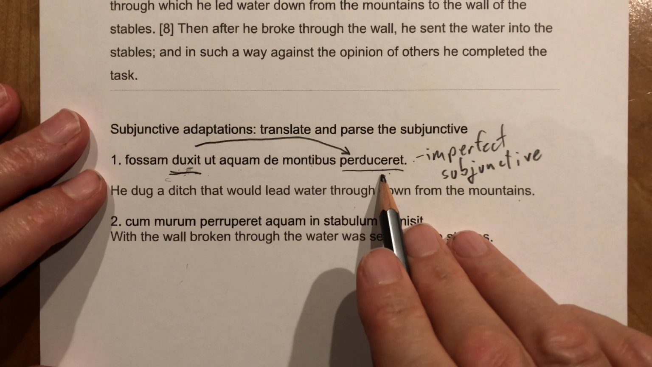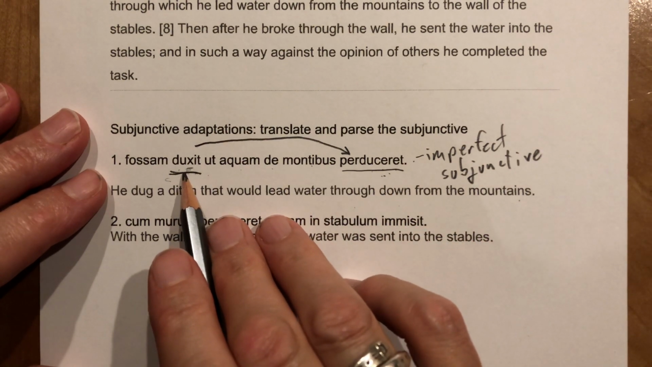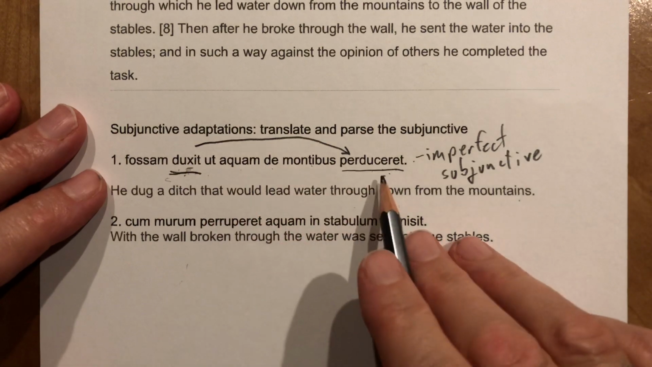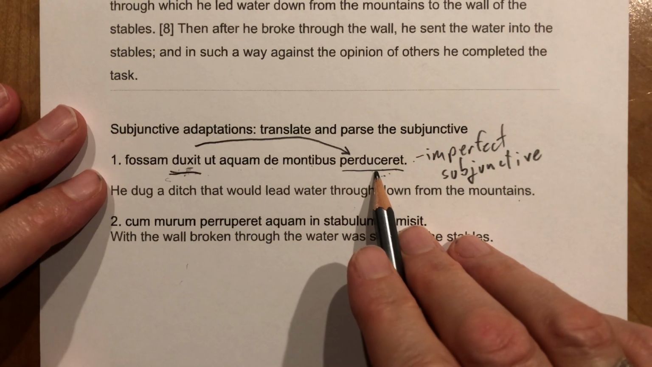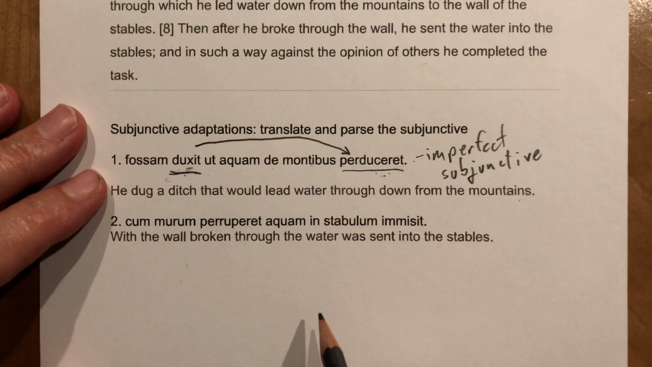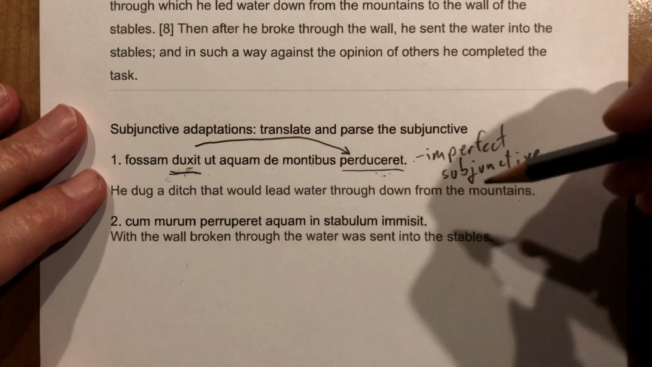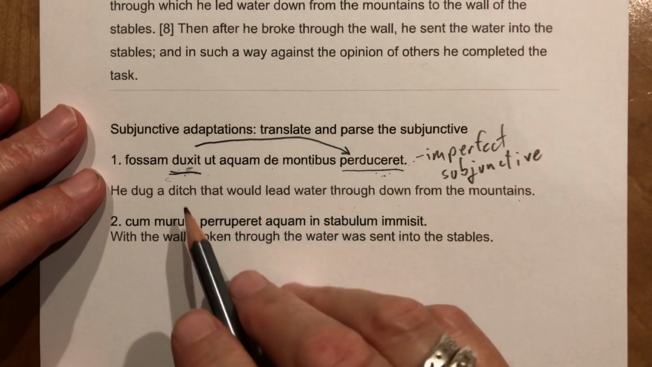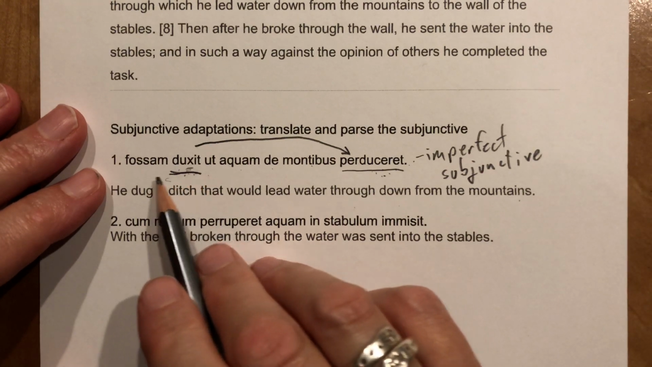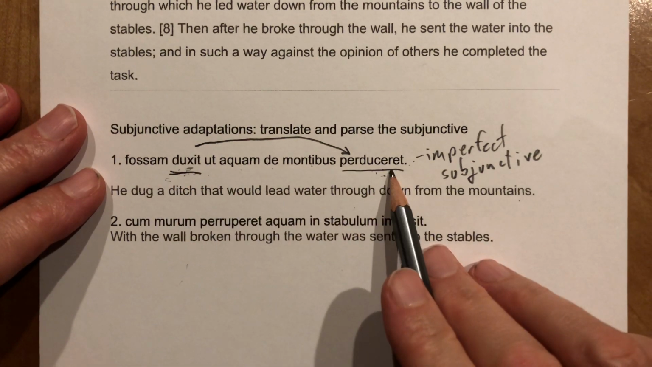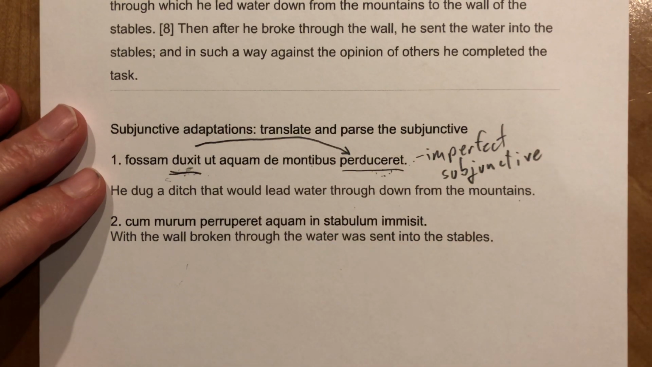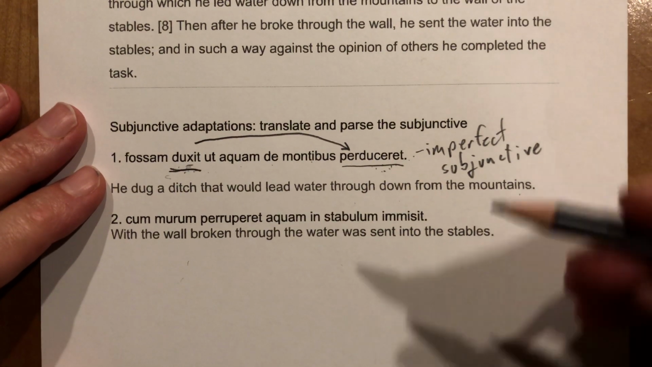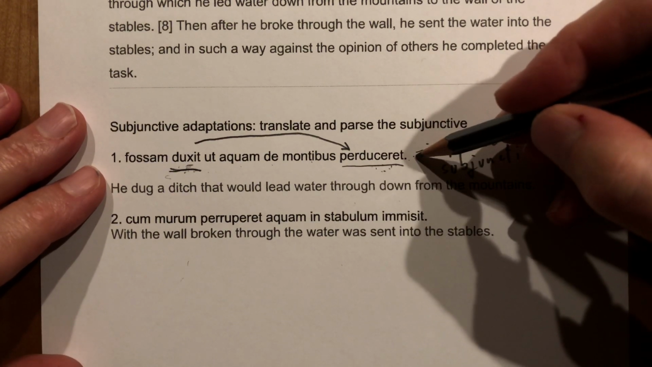Duxit goes to perduceret. If it were present, duco with a c, it would result in a present subjunctive. In other words, perducat. And that's just the sort of way that the Romans synchronize their subjunctives. Now you could have a pluperfect here, but it wouldn't make sense. In that case, it would be saying he dug a ditch in order that he had brought water down from the mountains. So that's kind of silly. But there are cases where we'll want to use that pluperfect.